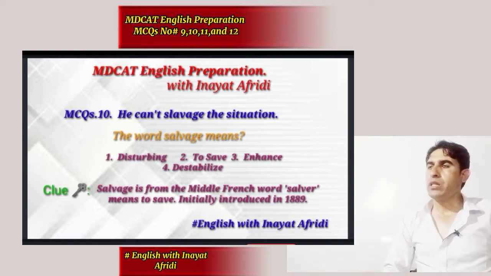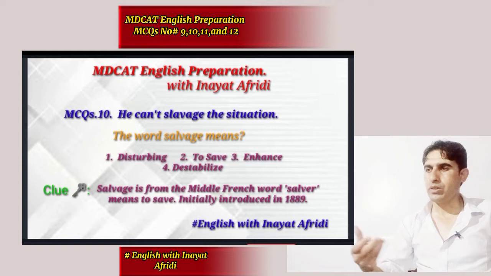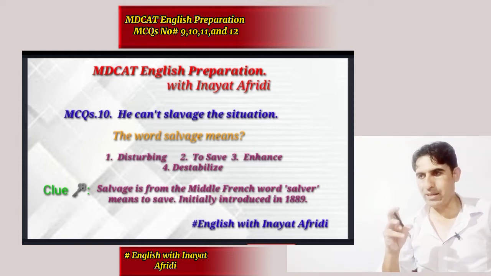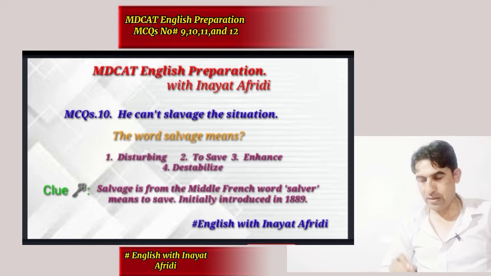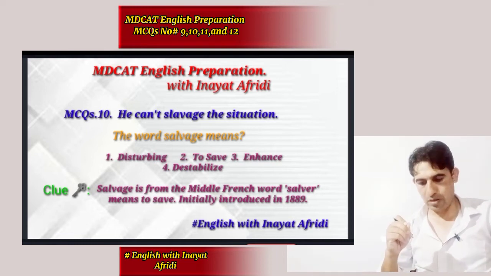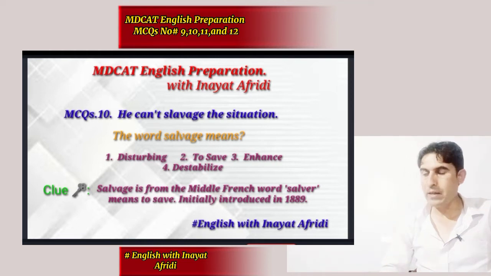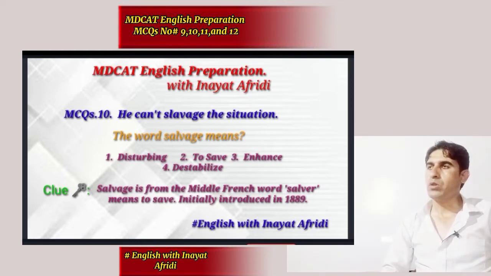Now, before we move towards the correct option, we need to find the historical origins of the word salvage, where exactly this word came from, right? And what does that word mean? So if you go down the statement right in the clue, it's written that salvage is from the Middle French word salver, spelled as S-A-L-V-E-R. That means to save. And remember that the word salvage was initially introduced in 1889. So salvage, when you go back to its historical origin, it means to save.